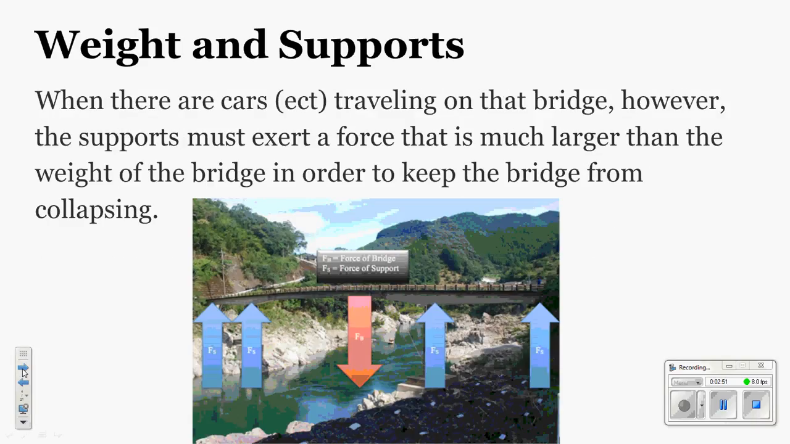Then we have our weight and our supports that we're continuing to talk about. Now, on a bridge, obviously a bridge is made so that objects can get from one side to another. That's not possible otherwise. So when we have bridges that are built, we have them built so that cars can travel on them. So our supports must exert more force than just the weight of the bridge itself. We have to do this in order to keep the bridge from collapsing.